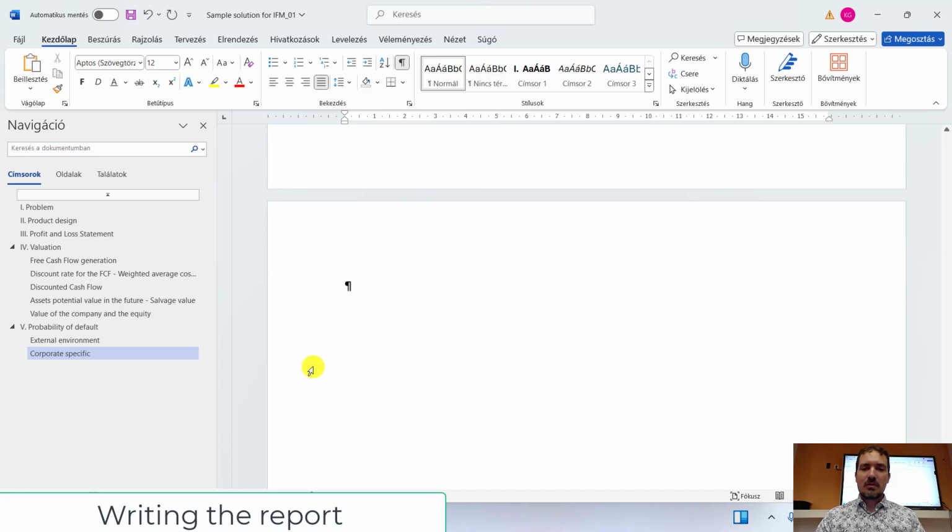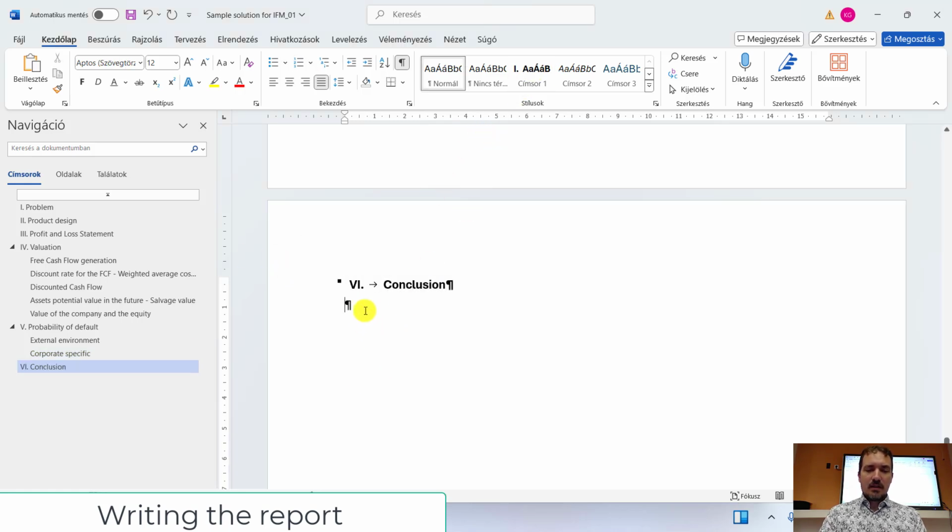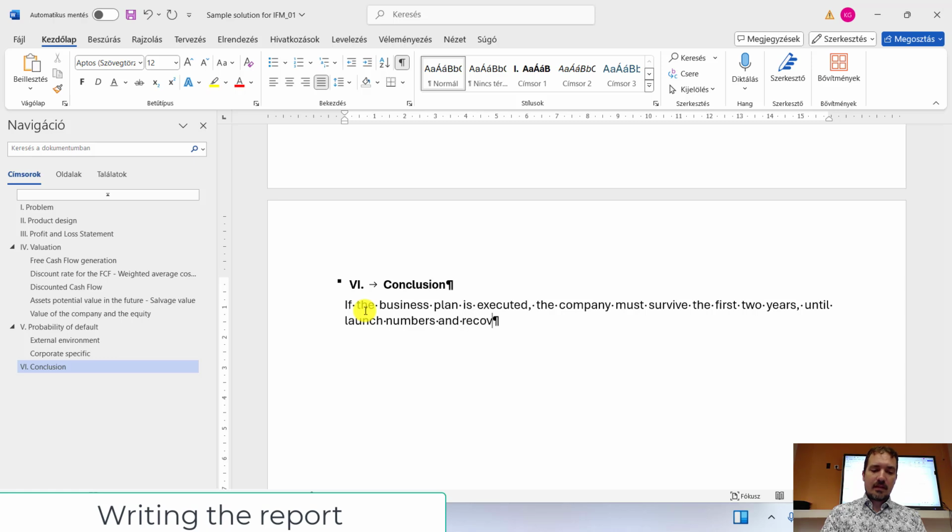So we still need a conclusion, because we just can't close it this way. So conclusion. If the business plan is executed, the company must survive the first 2 years until launch numbers and recovery of the first stage increase enough to boost the profitability of the company.